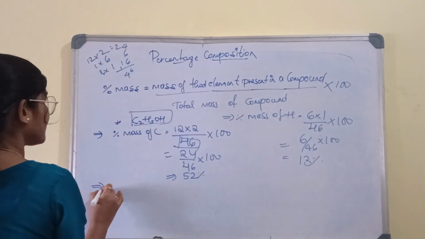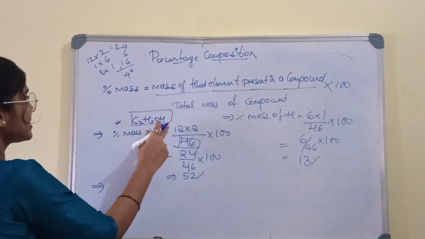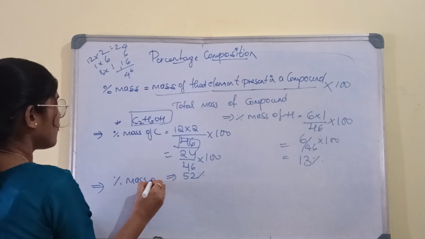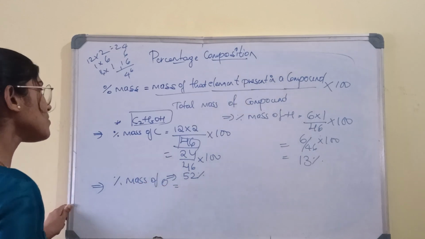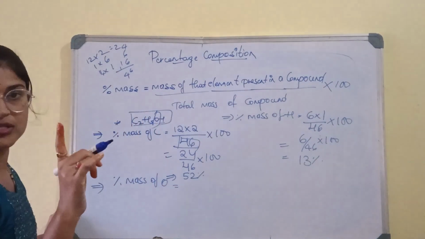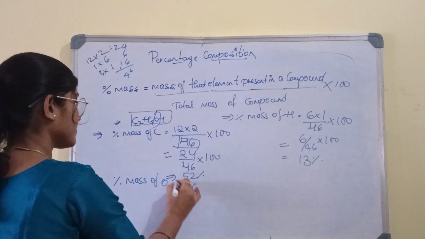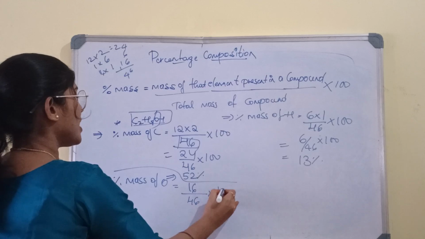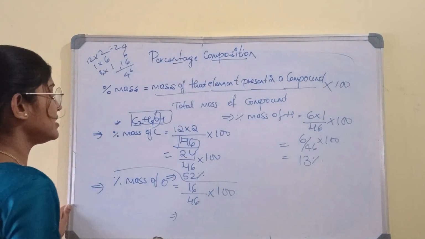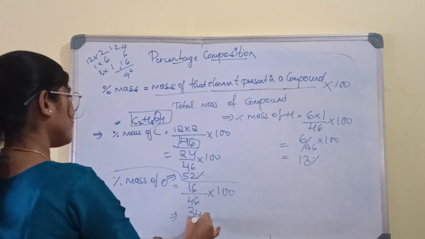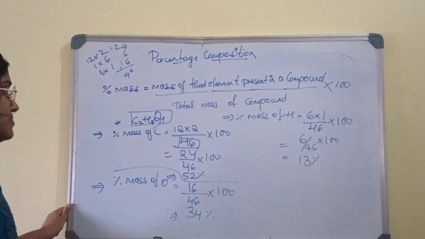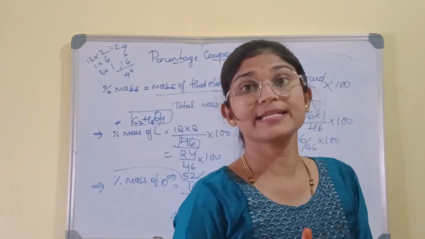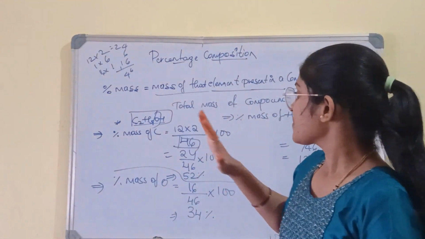Next comes oxygen. Mass percentage of oxygen is equal to, only one single oxygen atom is there, 16 divided by 46 into 100. Thus this answer you will get 34. So this way you have to calculate the percentage composition of a compound.